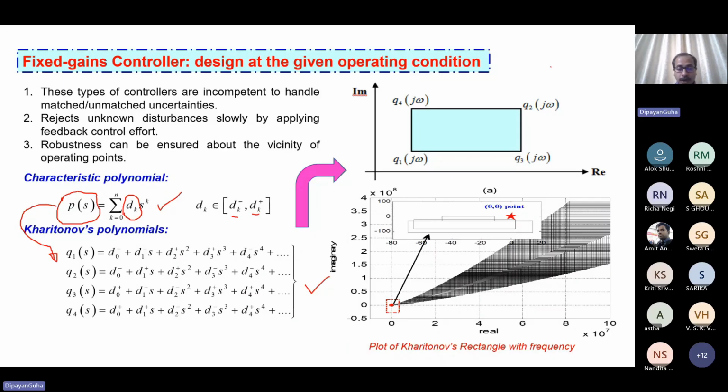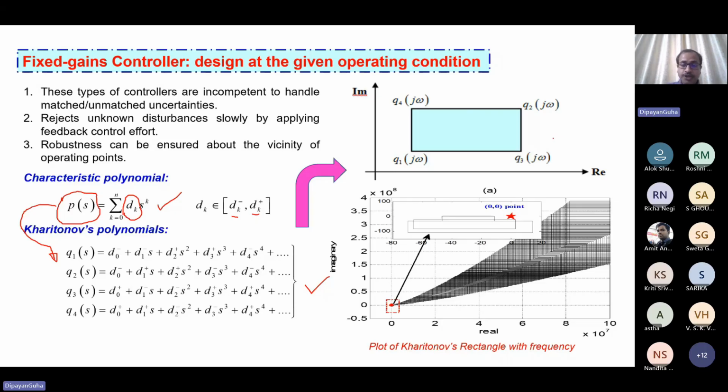Now, once these polynomials are available, by changing this frequency omega, we can have various types of rectangle plots in the complex frequency domain. So while you change the frequency from some given value to another level, what will we find? We will find a family of these Kharitonov rectangles in the complex frequency plane.